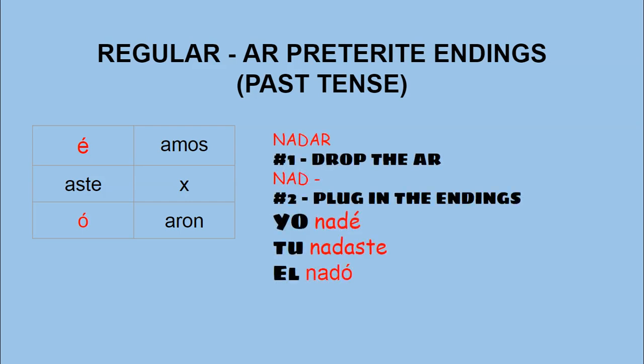The way to conjugate a verb is number 1, to drop the AR, and you're left with the root, which in this case is nad. And then you plug in the endings. So yo nadé, tú nadaste, él nadó.